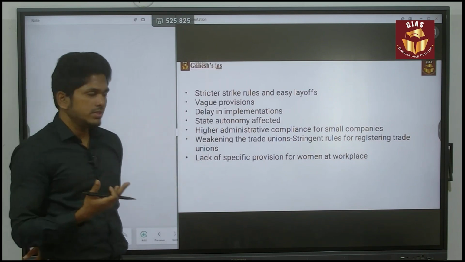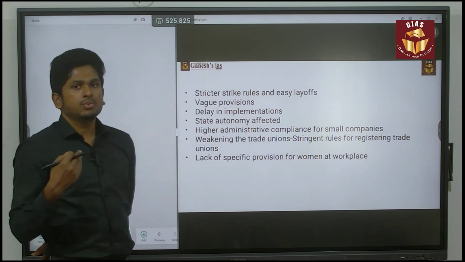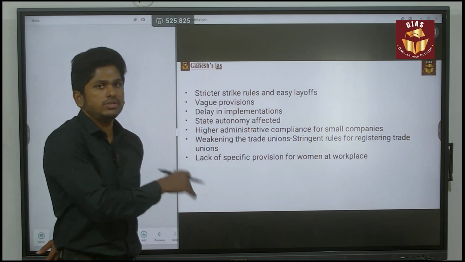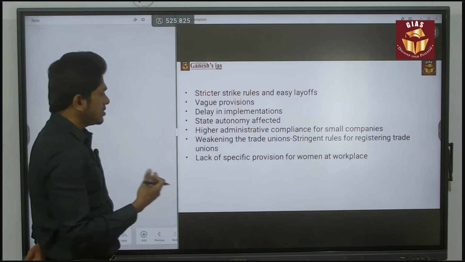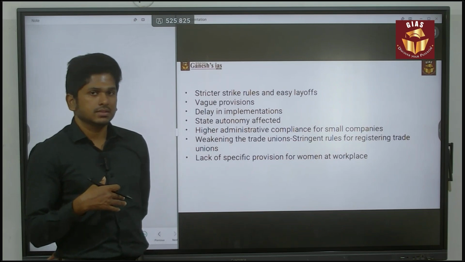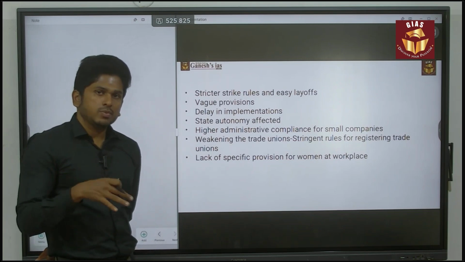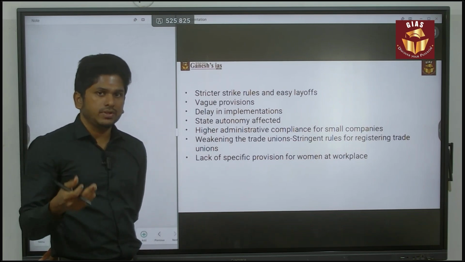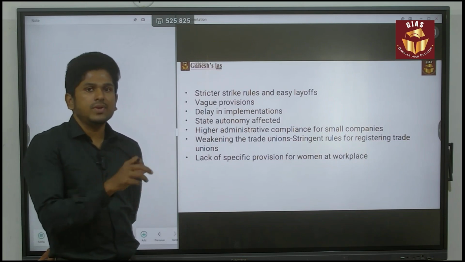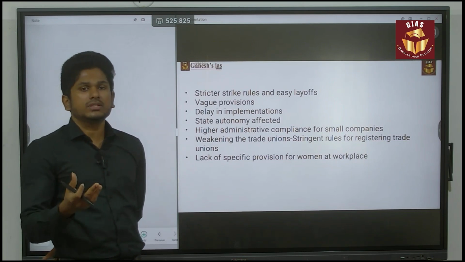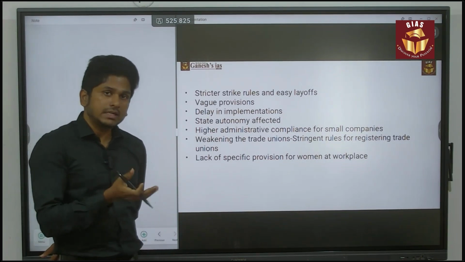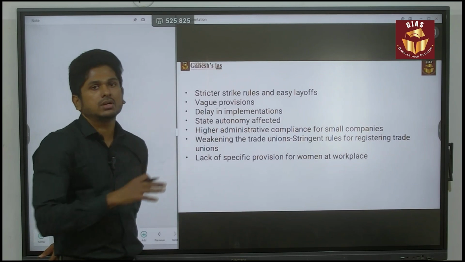Weakening the trade union. Obviously, it is affecting the trade union by providing stringent rules. Okay, you have to register your trade union. That is the major issue. And the last thing is the lack of specific provisions for women in the workplace. It is speaking about social security, social benefits, occupational safety, but when it comes to women, there is a very vague definition, or else no provisions related to women's safety. That is also a major concern when it comes to this law.